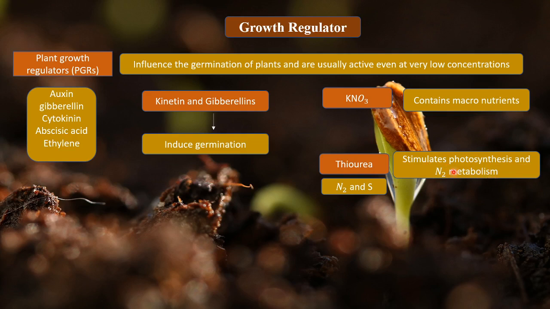So thiourea can increase the rate of photosynthesis, and it can increase the nitrogen metabolism. This will lead to breaking of dormancy, and it will lead to seed germination. So both of these, KNO3, that is potassium nitrate, and thiourea are also used as fertilizers in cropping areas in fields by the farmers, right?